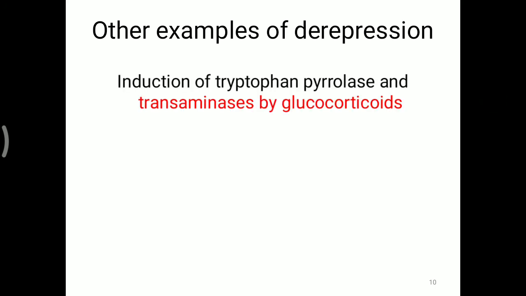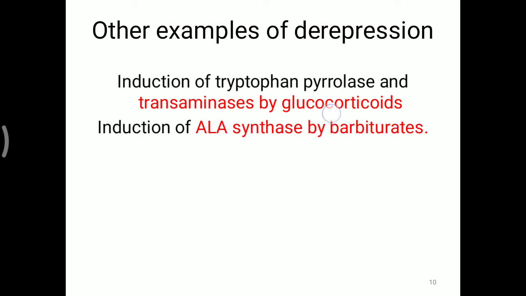Other examples of this de-repression, or removal of repression, or induction of enzyme are the induction of tryptophan pyrrolase and transaminase. These enzymes will be expressed in the presence of glucocorticoids. In the same way, one drug you have to remember is barbiturates. When barbiturate is present, ALA synthase production will be increased, which is involved in heme synthesis. So that's all about the Lac operon concept, explaining lactose metabolism. This is important gene regulation that you have to remember.